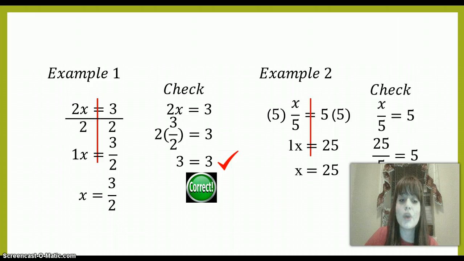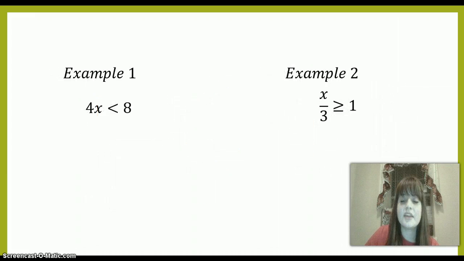We've been working with equations. Equations, again, have equal signs. Now let's try to work with some inequalities. The same rule, the same properties apply when you're working with inequalities. So we have two examples, and as I give you these examples, write them down and follow along as I talk. So we have 4x is less than 8.